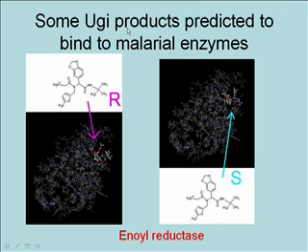Now, it turns out that the Ugi products actually do bind to some malarial enzymes. So if we take that large library and we start to do docking, we find that, for example, with enoyl reductase, which is an enzyme that the malarial parasite needs to build its cell wall, you can in fact fit it into the active site of that enzyme. And you can see pictures here of sometimes you have 2 different isomers and they both dock, but they dock in slightly different ways.